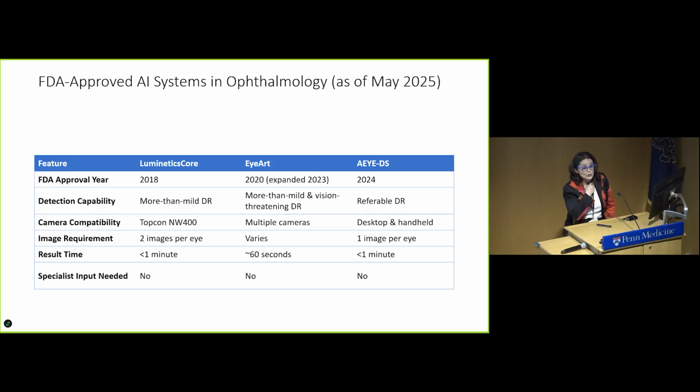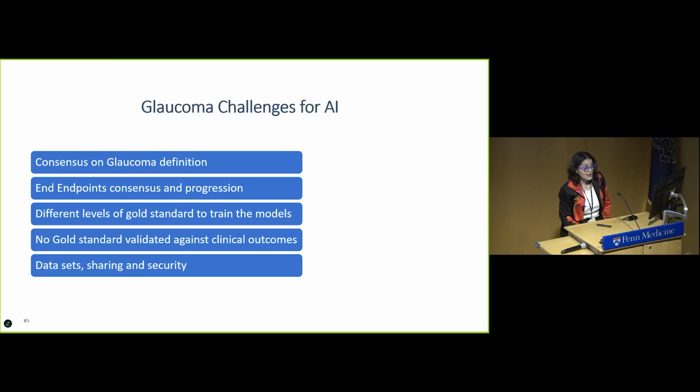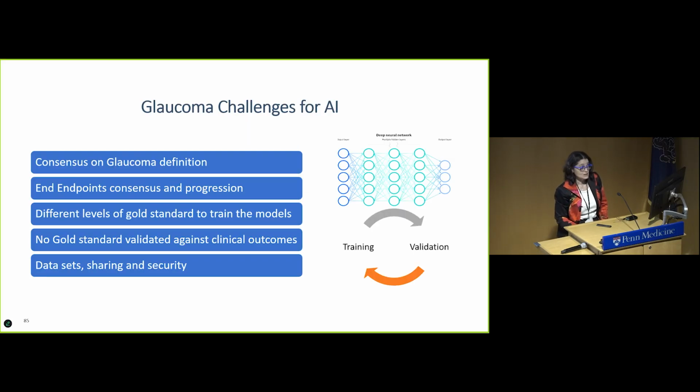Just to go back, there are only three AI systems approved for ophthalmology right now, and they're all for diabetic retinopathy. Partly why we don't have that in glaucoma is that we have glaucoma challenges and we have AI challenges. As an example of a glaucoma challenge, the definition of severity is not there. We don't know what it is. It's all across the map. And by the way, there are 15 definitions for severity of glaucoma based on visual fields.